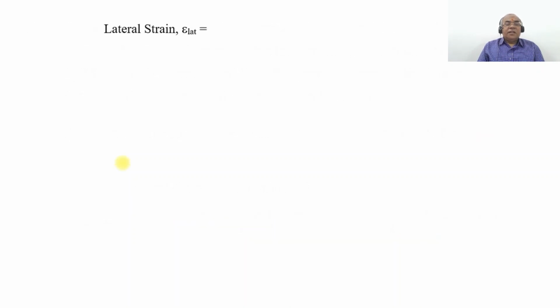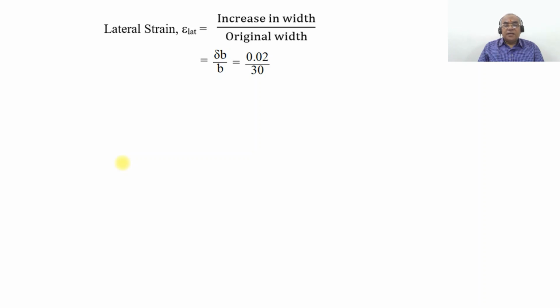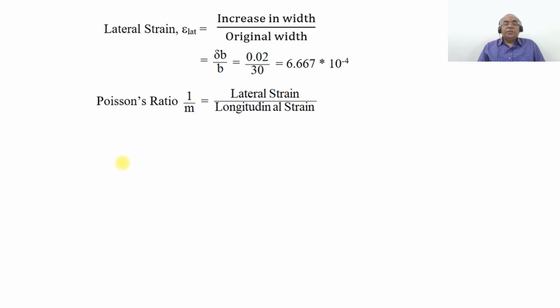Now we go for the lateral strain. Epsilon lateral is equal to the increase in width by the original width, delta B by B. Delta B is 0.02, as given in the problem, and B is 30. So you get 6.667 into 10 to the power of minus 4. What is the Poisson's ratio? The Poisson's ratio is epsilon lateral by epsilon longitudinal. Substituting the values, 6.667 into 10 to the power of minus 4 divided by 2 into 10 to the power of minus 3, you get 0.33, which is the Poisson's ratio.